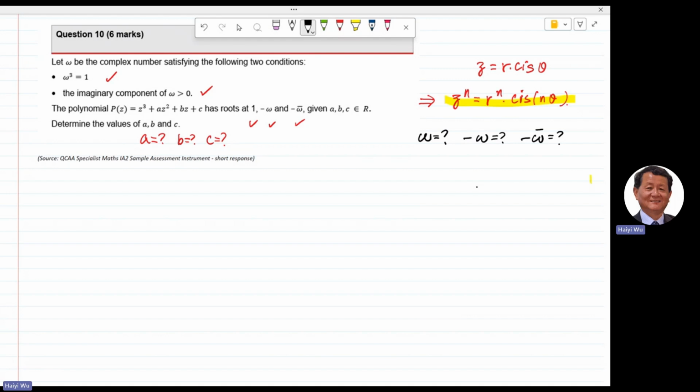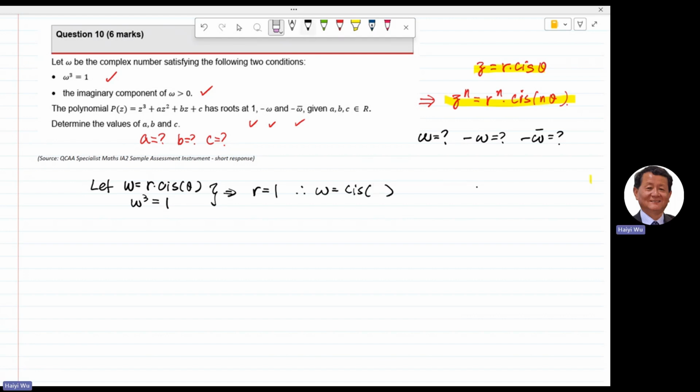I'm going to use this formula we call polar form. Let omega be r cis theta. Now, because the condition tells us omega to the power 3 is 1, therefore r must be 1. So the modulus must be equal to 1. Therefore, omega will be only cis theta.